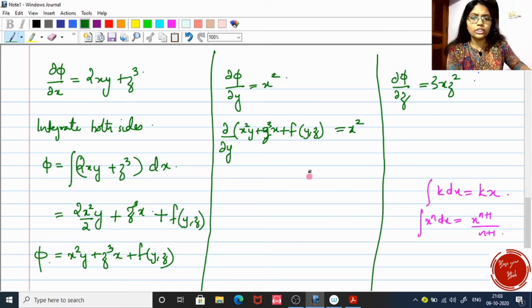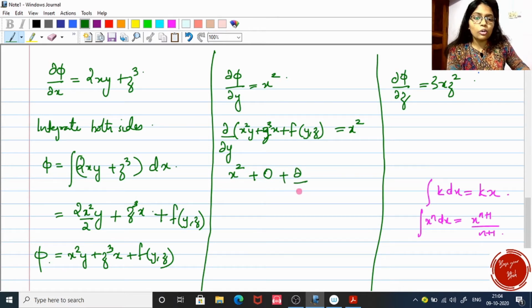Just a substitution. Now let's take the partial derivative with respect to y. So x square y becomes x square, isn't it? And z cube x, the derivative with respect to y, both are constant with respect to y. When we take the derivative with respect to y, both z and x are constant. So here it is a 0.